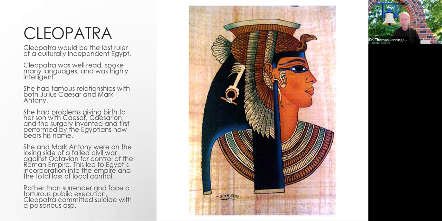She had two more children with Mark Antony. But of course, she was famously on the wrong side of the Roman Civil War. Mark Antony versus Octavian to see who was going to be the successor to Julius Caesar. Octavian wins the war. Mark Antony commits suicide. So does Cleopatra. Had Cleopatra been captured, she would have been brought back to Rome, paraded around, tortured publicly for days, and brutally executed. She did not want that. So she famously clasped an asp, a cobra, to her breast and committed suicide.